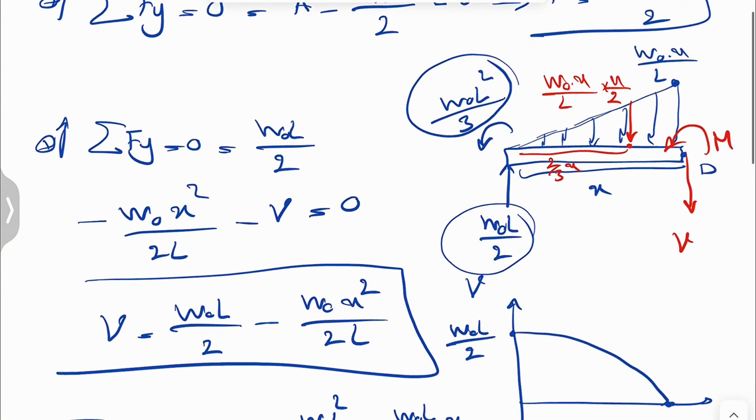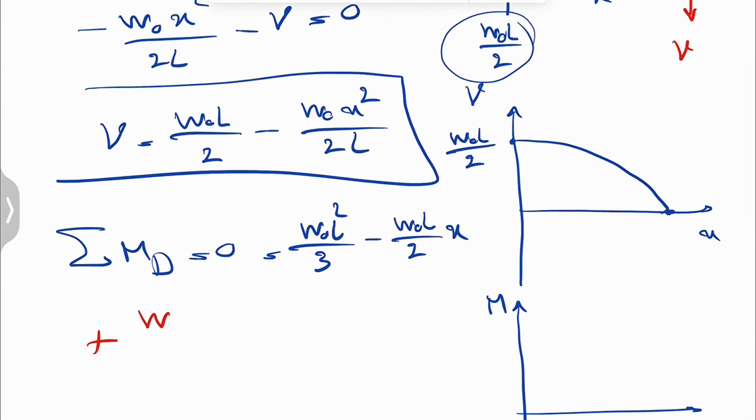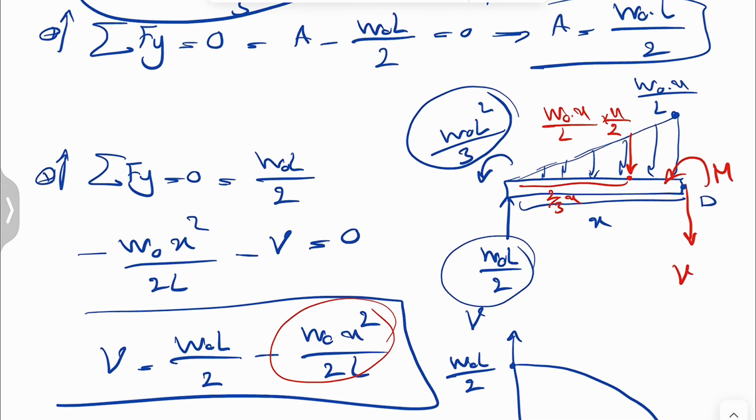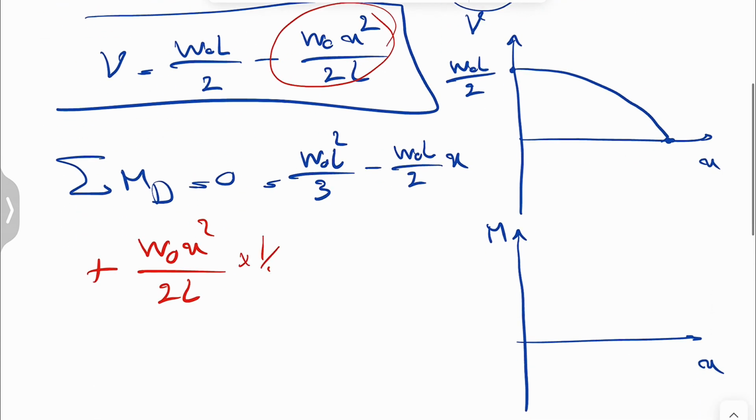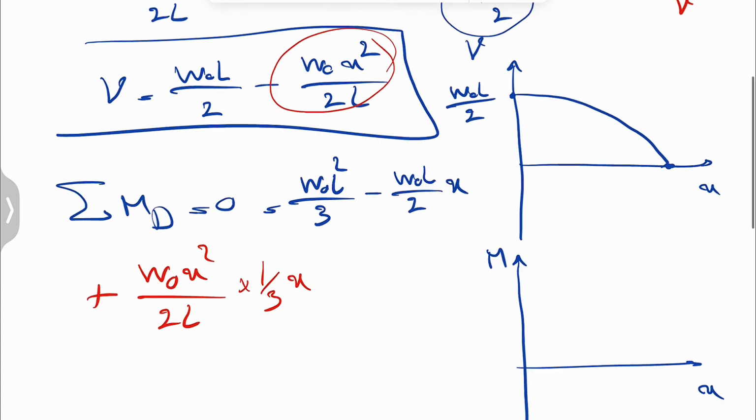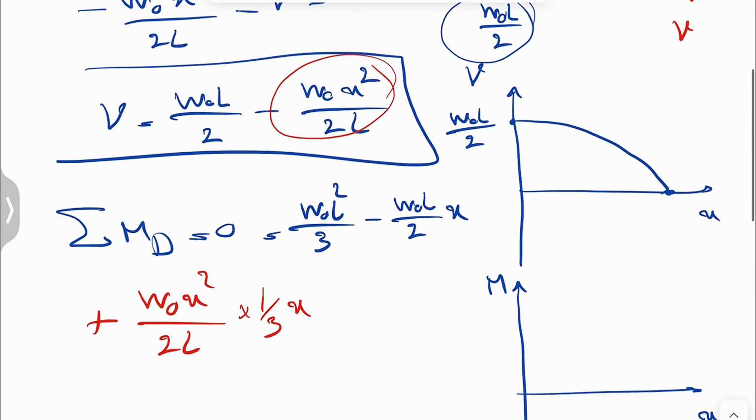plus the force is going to be W0 x squared divided by 2L. Same as what we have in here. So that's the force, and we also need the distance. The distance would be the distance from the force to the d, since we are finding the moment about d. So 1/3 of x. And the last thing would be our bending moment plus m is equal to 0.